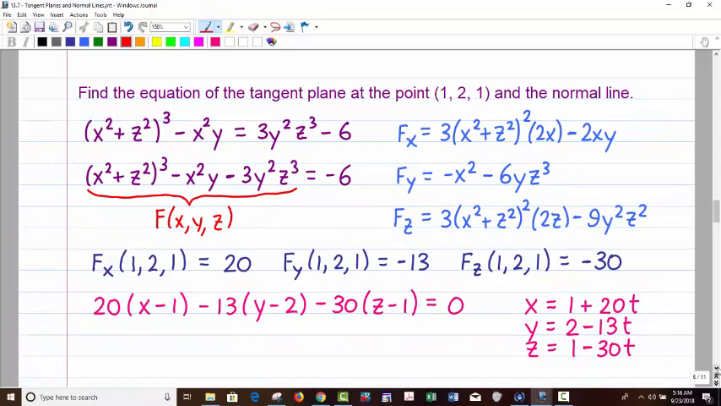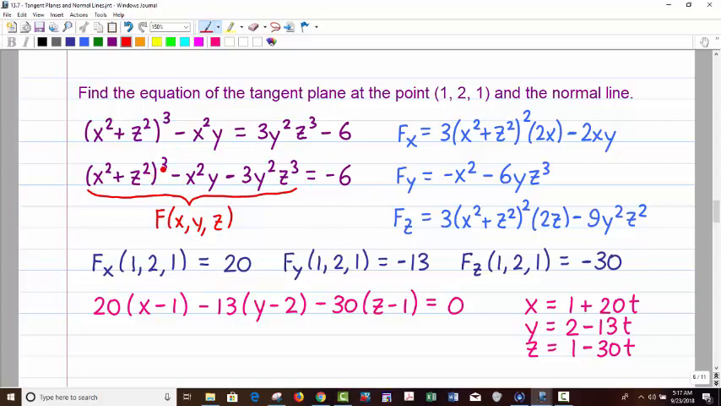All right, now we have another one: equation of a tangent plane at the point 1, 2, 1, and the normal line. That's a weird looking little function there. That's okay. So just bring the 3y squared z cubed over, make it negative. You can leave the negative 6 where it is. So I have to take 3 partials now, for x, y, and z.